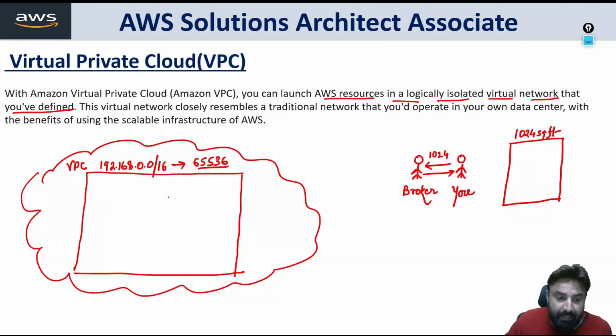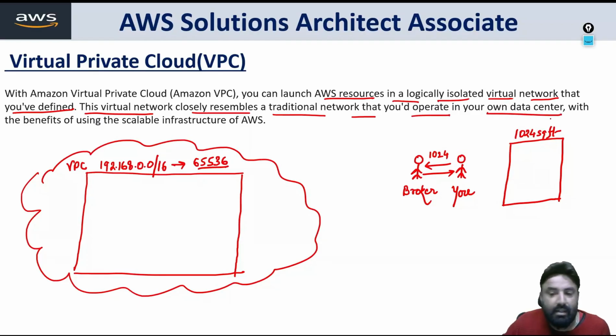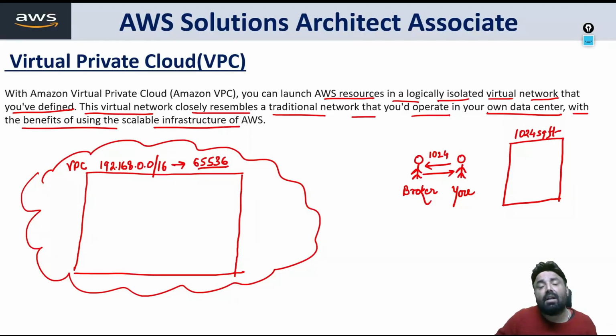This virtual network closely resembles the traditional network that you operate in your own data center. It's just like that, with the benefit of using the scalable infrastructure of AWS. What is the benefit in cloud? You can scale as much as you want. But in physical infrastructure, when you purchase a land and the size of land is fixed, you cannot scale anymore. You are limited to that space. But in cloud, you can expand whatever you want, as much as you want.